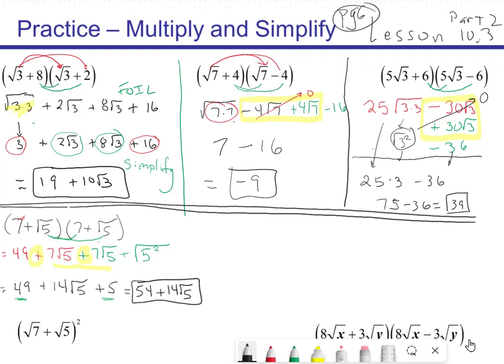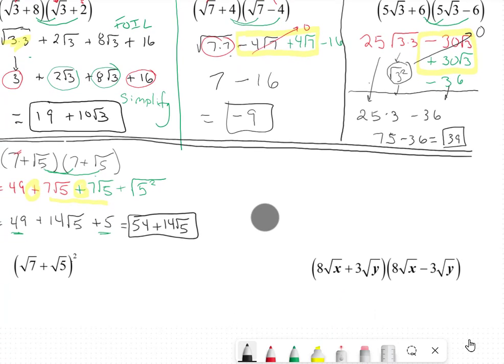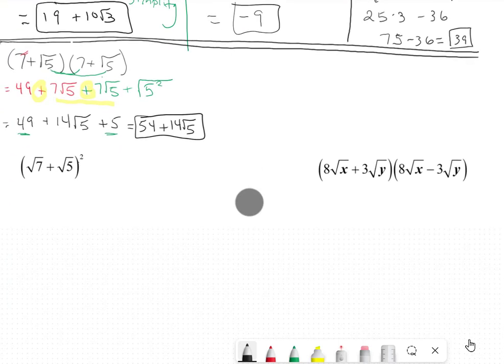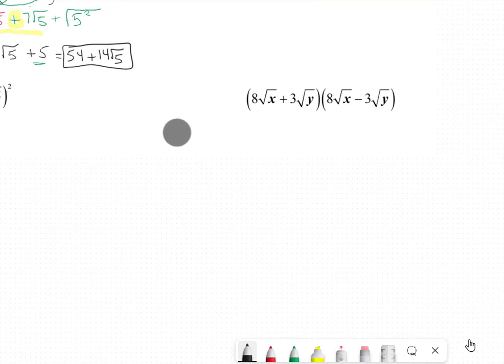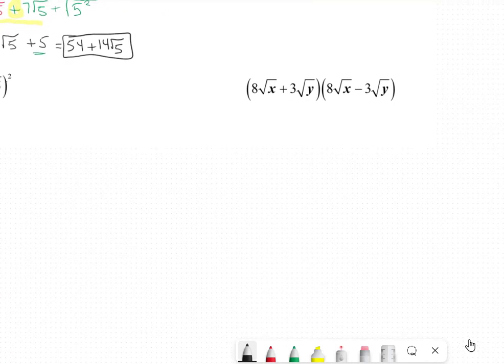All right, so it was just the FOIL method and just being careful with signs and adding like terms and simplifying radicals. So there's just a lot of parts, but every little part is something easy that we've learned already. Okay, one last example. I'm going to move this up and show my work below. You've got plenty of space on your paper to do that.